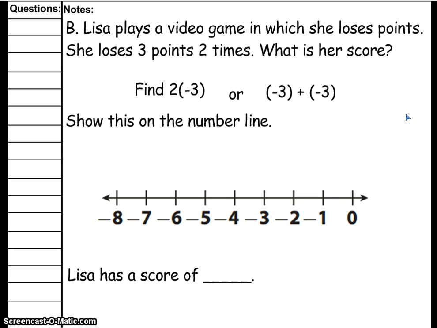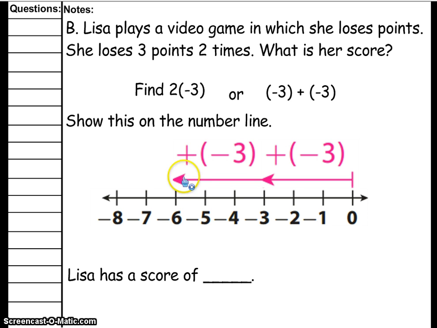To show this on a number line, we start at 0 and we add negative 3. So we're going to go to the left 3 units and we're going to add another negative 3. And where we land is her score, which is negative 6. Please notice that multiplying a positive times a negative, our answer was negative.